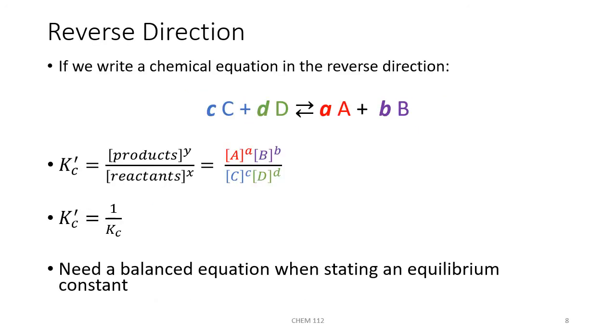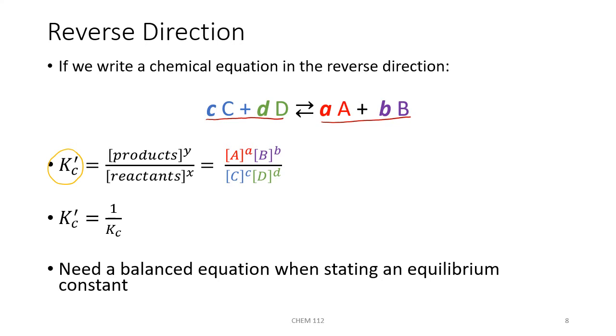If we were to take our chemical reaction from the last slide and flip it around, so now that our products are written as reactants and our reactants are written as the products, we could write the equilibrium expression for this reaction as well, the reverse direction. In this case, we would call it K sub C prime.